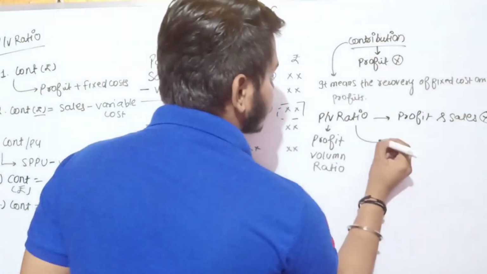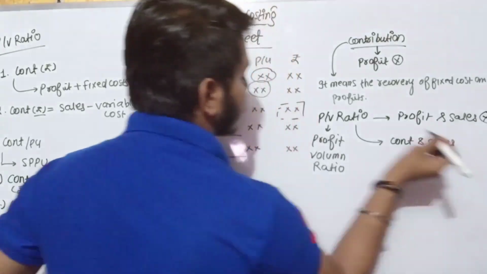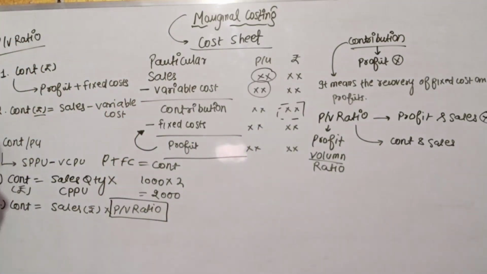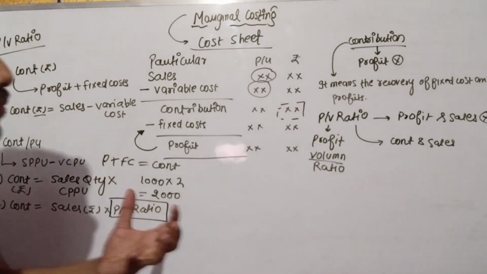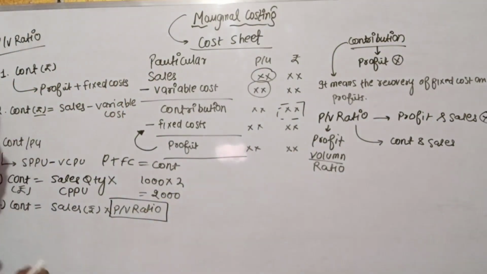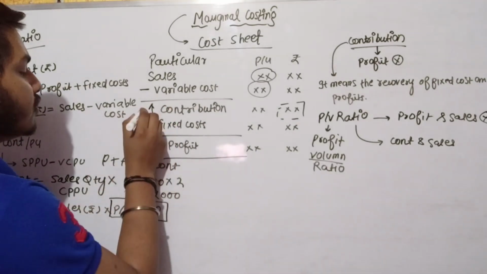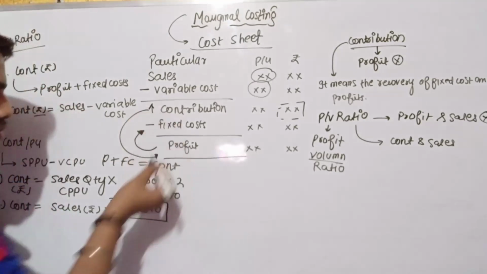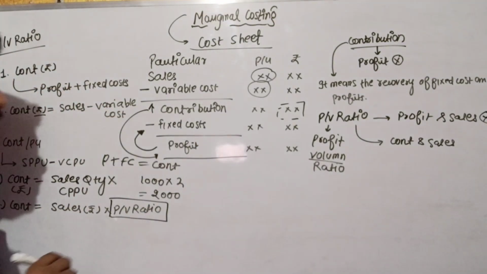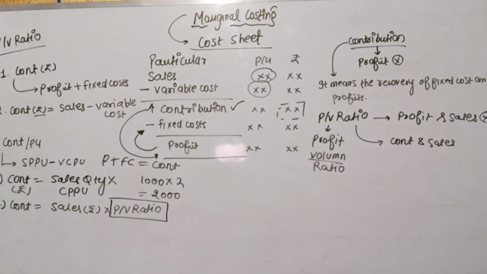It is a relationship between contribution and sales, because it is profit volume ratio, not profit sales ratio. Volume means the capacity of the business to earn profits. If the contribution is high, then certainly the profit would be high. So contribution denotes the capacity of the business to earn profits.